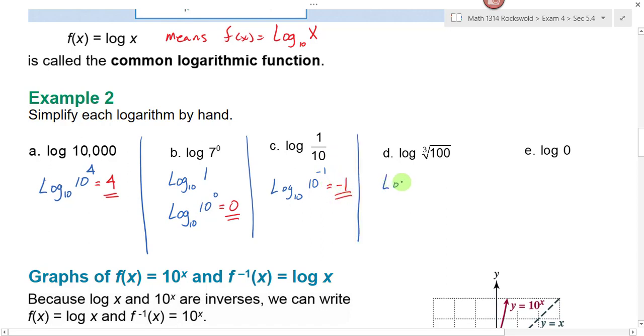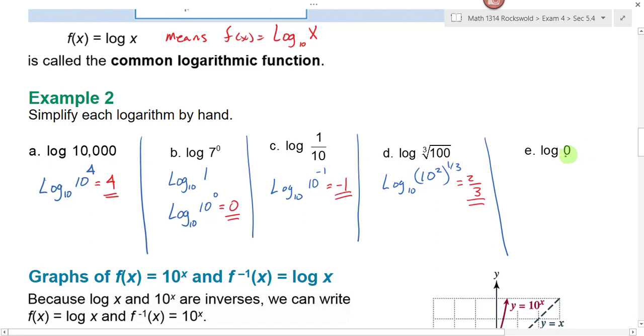On part D, I could rewrite this common log as log base 10 of 10 squared raised to the 1/3 power. 100 is 10 squared, and remember the cube root is the same thing as raising this to the 1/3 power. Well, when we raise a power to a power, we multiply the exponents, and that means that this will be equal to 2/3, because 2 times a third is 2/3.